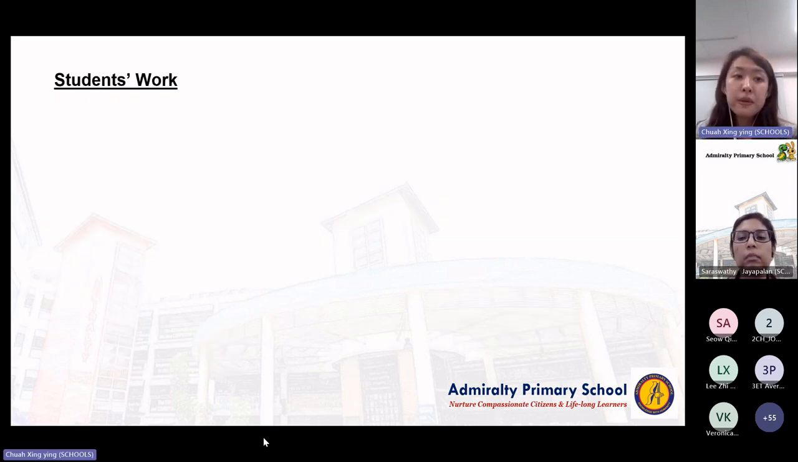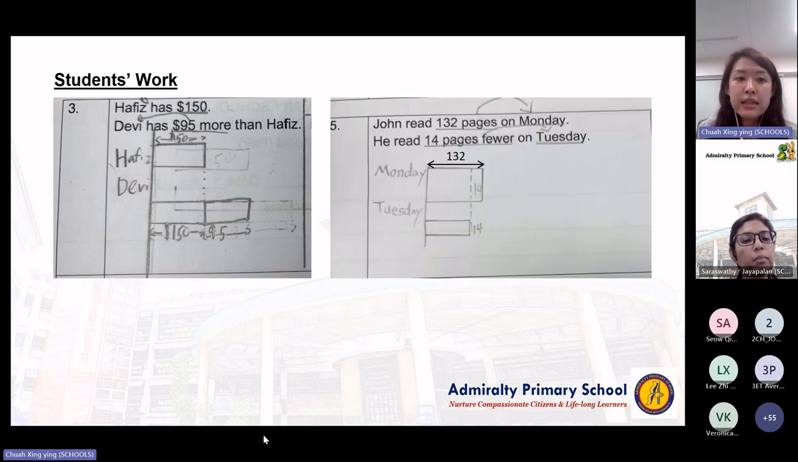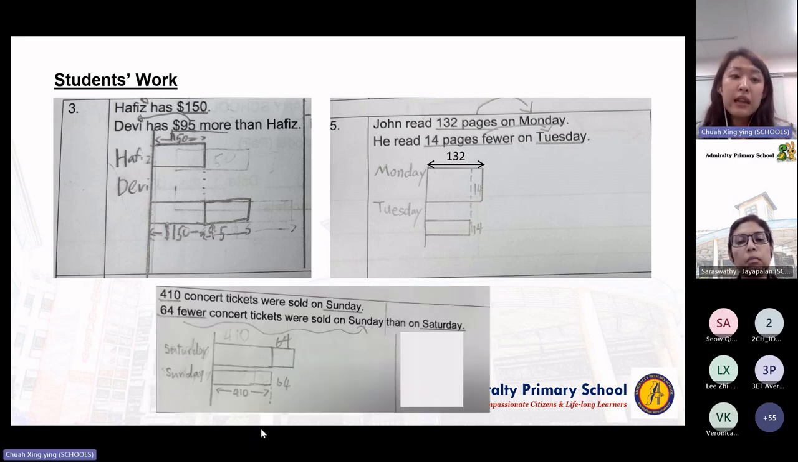Next, we have some examples of students' work, or what the primary twos are doing in class. So you can see for the first one, there is the comparison model. It is more than, the annotation, equal units, the difference. The next one is about fewer than, comparing Monday and Tuesday. Difference is 14. They know Monday. The last one is fewer than, but this fewer than, when you compare Saturday and Sunday, is for Sunday.